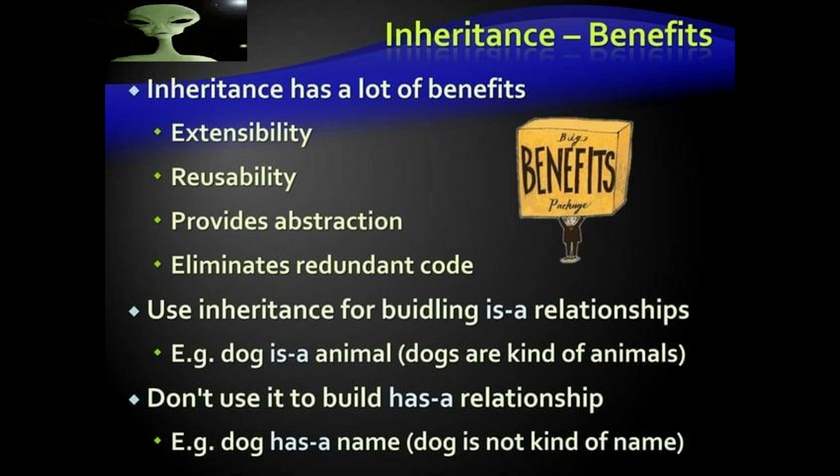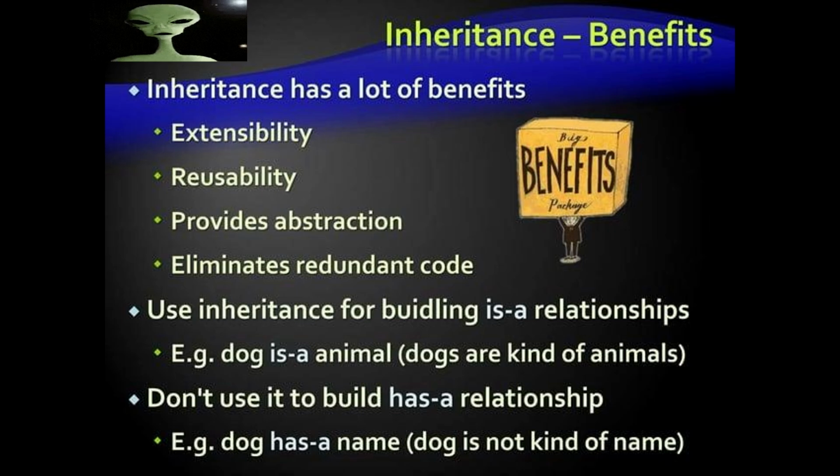Inheritance has a lot of benefits. Extensibility, reusability. It provides abstraction and eliminates redundant code. We have advanced so much as a civilization because we have implemented these concepts not only into our programming, but into our lives. You may use inheritance for building is-a relationships. For example, dog is an animal because dogs on the planet Earth are kinds of animals. This is different from our homeworld, where they are not.